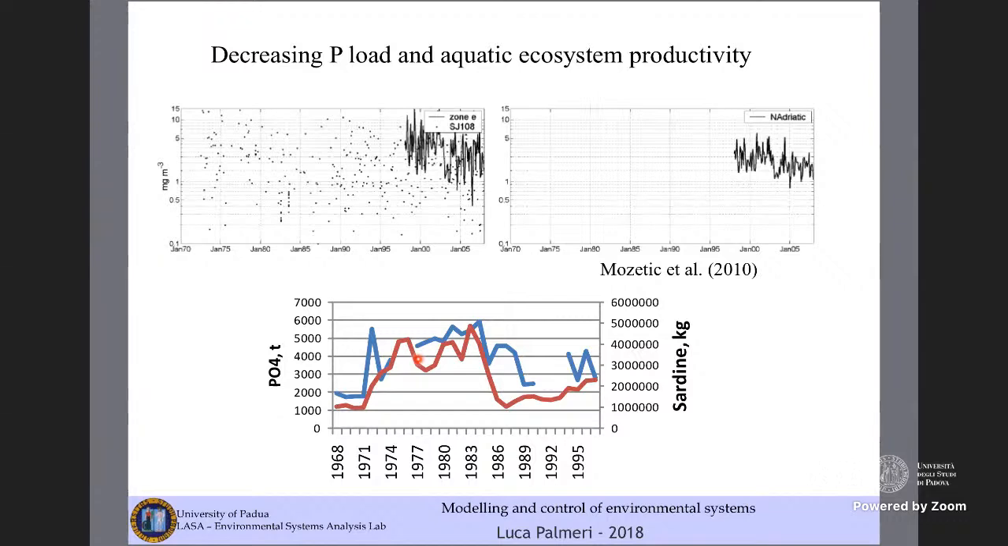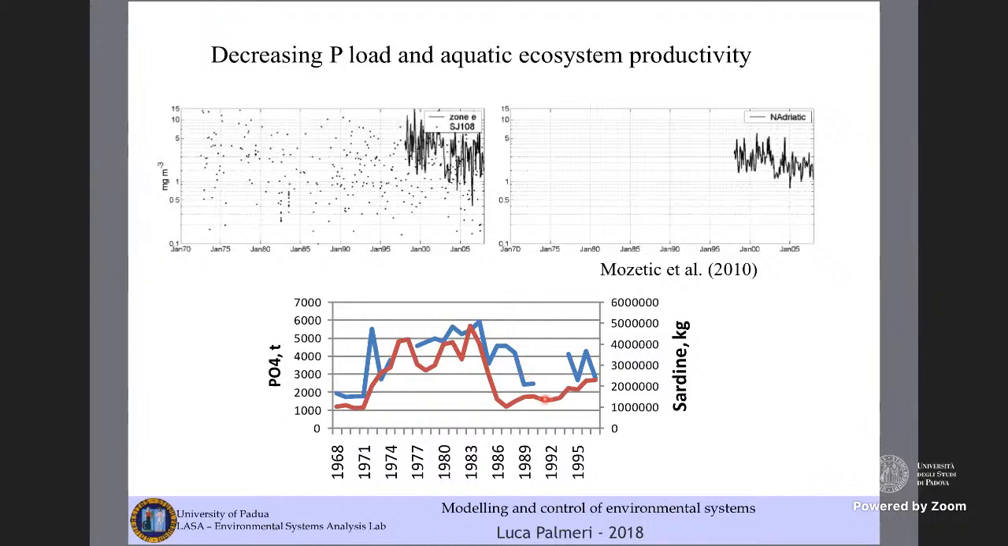And then we have, for example, other anthropic effects like this one, the one from 89 and 92, in which we have a zero contribution in terms of landed quantity of fishery in terms of sardines. These are data referring to the Adriatic Sea.